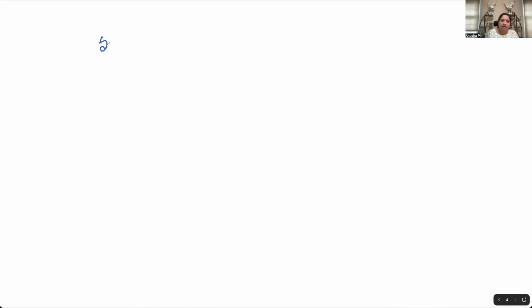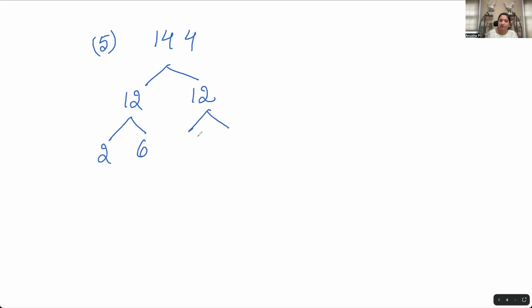Fifth example, 144. Whenever you see 144, most of the kids will do 12 times 12. But we can't stop here. We have to do 2 times 6, because 12 has factors. It's not a prime number, so you can't leave the answer like that. Again, 12 is 2 times 6, 2 times 3, and 2 times 3.